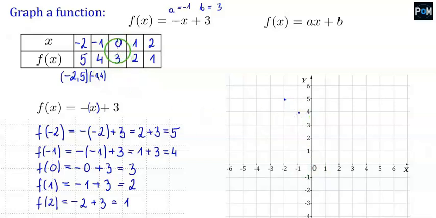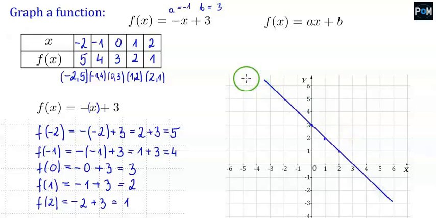The next point is 0, 3. 0 says neither to the right nor to the left. 3 says 3 up. The next point is 1, 2. This point will be 1 to the right and 2 up. And the last point is 2, 1, which means 2 to the right, 1 up. That's here, and the points have nicely lined up in a straight line again.